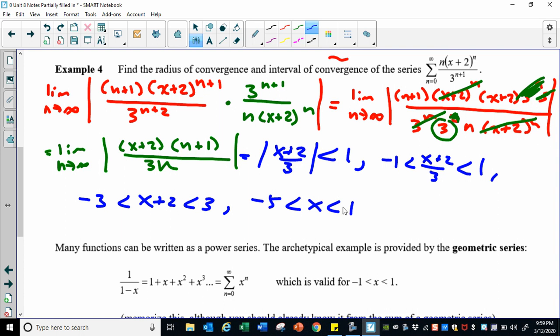Looking at this, the very center, the thing in between negative 5 and 1, is negative 2. Well, if I look back up here, this is centered at negative 2, x minus a, x minus negative 2. Also, the radius of convergence is going to be the distance from the center to an endpoint, or you can just take the total distance, which is 6, divided by 2, you get 3. Right? Either way, same thing. Okay? All right, so then we have to check the endpoints.